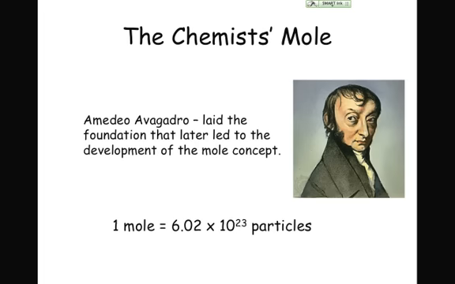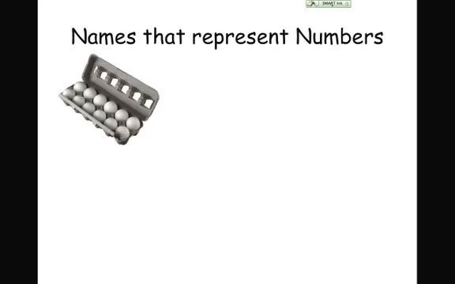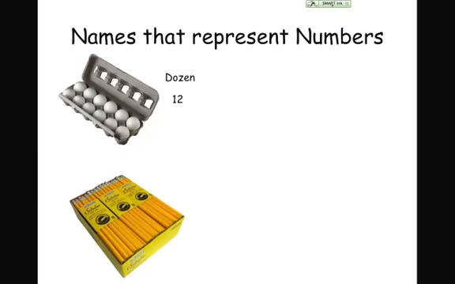But let's bring in something that you understand, names that represent numbers. So here you go. Here's an object that you know, and that's eggs. How many eggs is it? Well, you might say that there's 12 eggs in there, but you also might say that there are a dozen eggs. That name dozen represents 12 objects. And so we buy eggs by the dozen oftentimes.